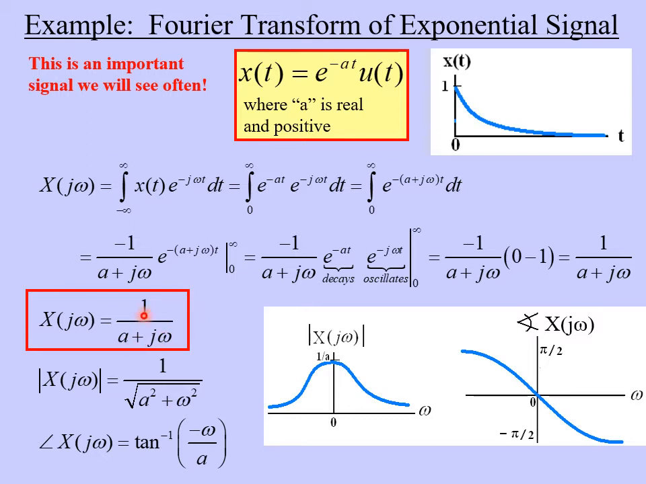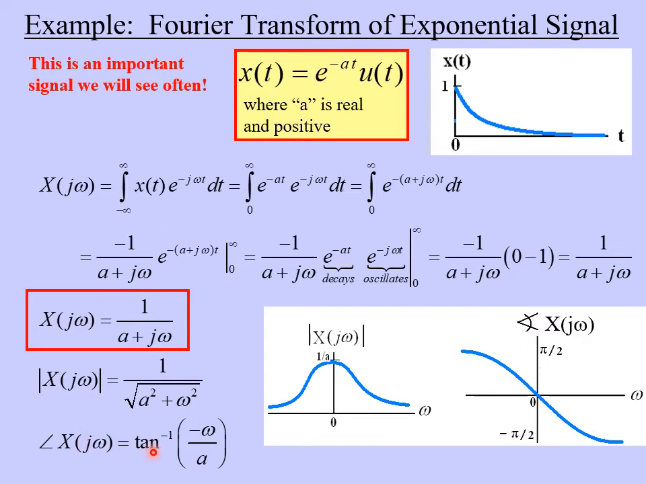It has real numbers, the 1 and the a, and it has an imaginary part. Here's the j omega. So in order to make sense of this, we will plot its magnitude, which is given here, 1 over square root of a squared plus omega squared. By the way, you did this back in homework number 1. So if you've forgotten how to do that, look it up, go back and take a look at homework 1. And then here, likewise, is the phase.